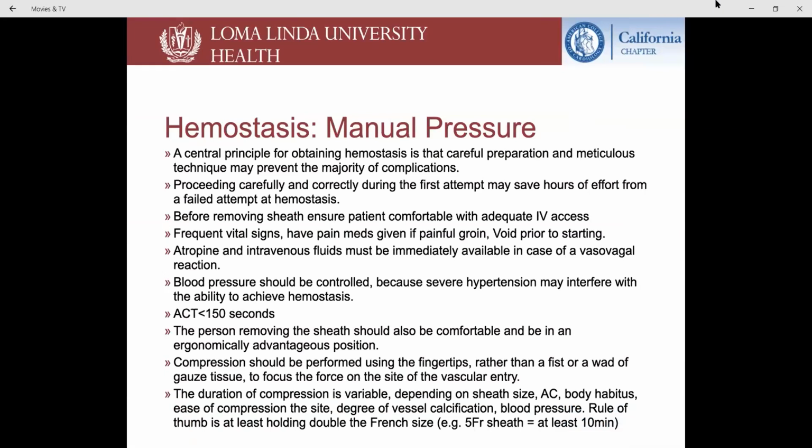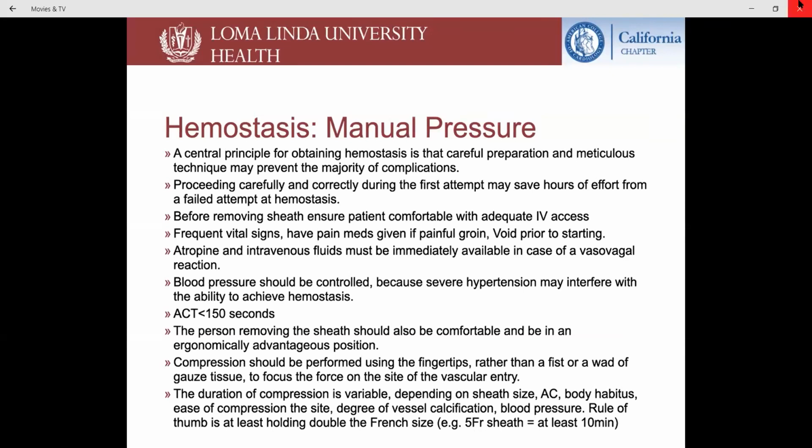Essential principle for obtaining hemostasis is that careful preparation and meticulous technique may prevent the majority of the complications you might see. Proceeding carefully and correctly during the first attempt may save you hours of effort from a failed attempt at hemostasis. If someone has failed hemostasis and develops a large hematoma, trying to get hemostasis at that point by putting pressure is going to be very uncomfortable for the patient and very difficult for you, and they may develop a vasovagal reaction and be very stressful for both parties.